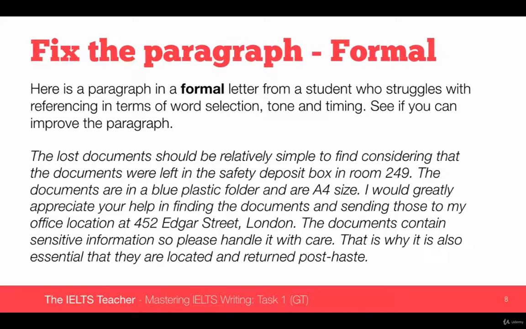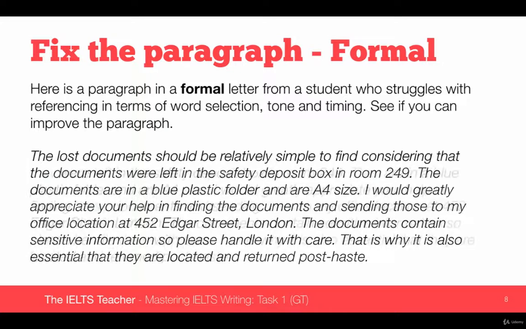The lost documents should be relatively simple to find, considering that the documents were left in the safety deposit box in room 249. The documents are in a blue plastic folder and are A4 size. I would greatly appreciate your help in finding the documents and sending those to my office location at 452 Edgar Street, London. The documents contain sensitive information, so please handle it with care. That is why it is also essential that they are located and returned post-haste. Okay, think about how you might improve that, and when you're ready, you can continue.